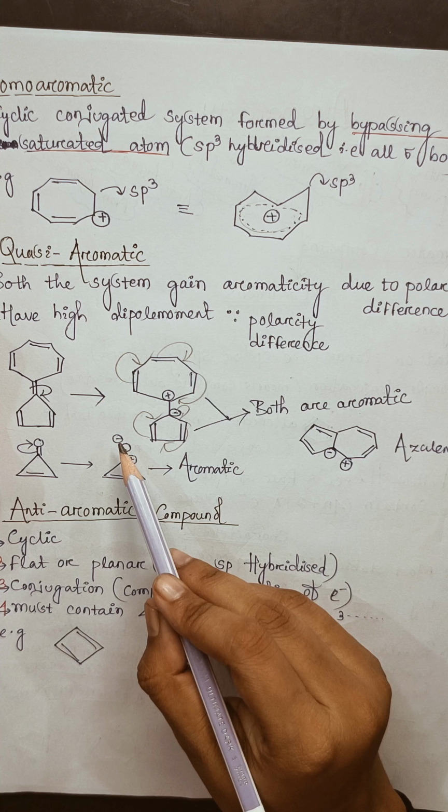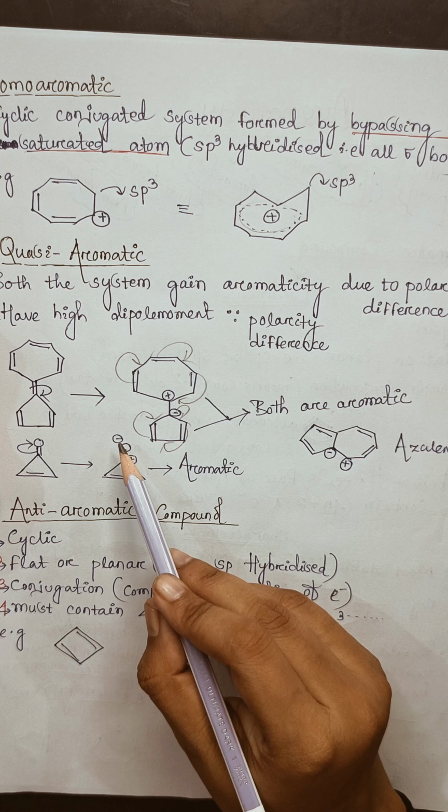Next one is cyclopropenium cation. It is also cyclic. It is planar because all carbon atoms here are also sp2 hybridized. Complete conjugation of electron. Next one is Huckel's rule. It also contains 1 pi bond, that is 2 pi electron, that means n equal to 0, so it is also aromatic.